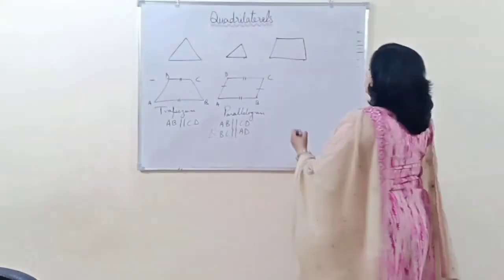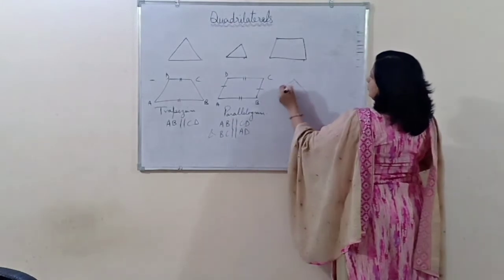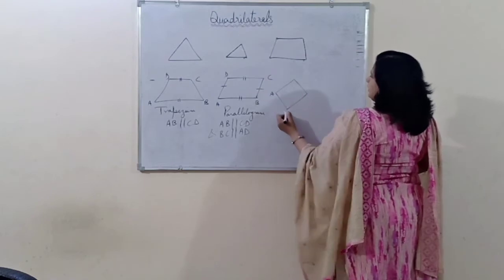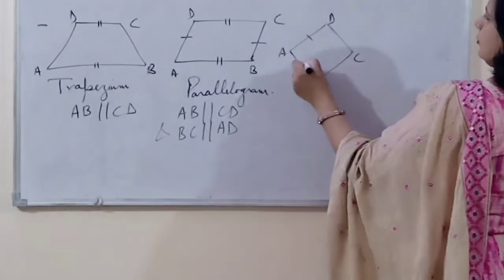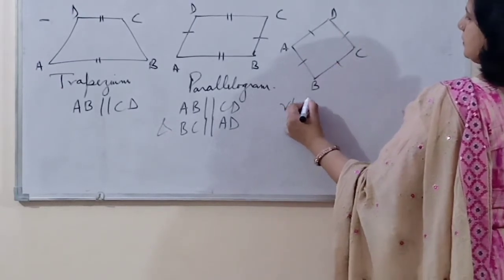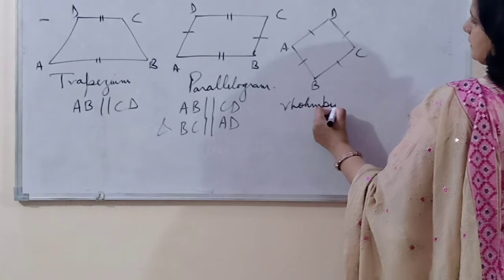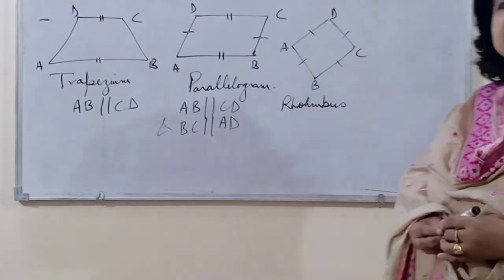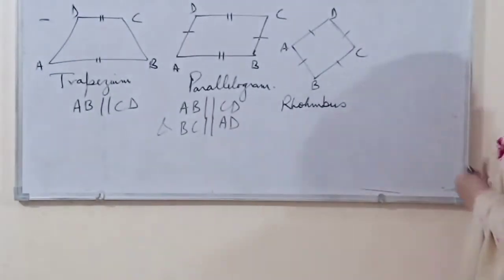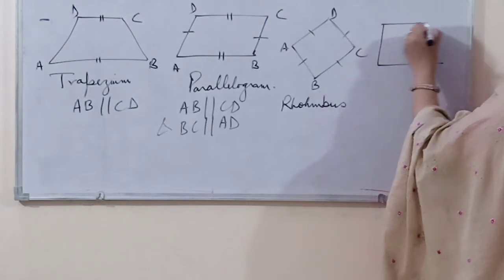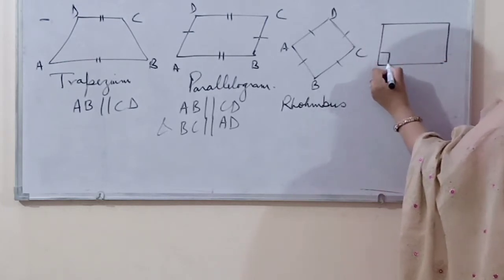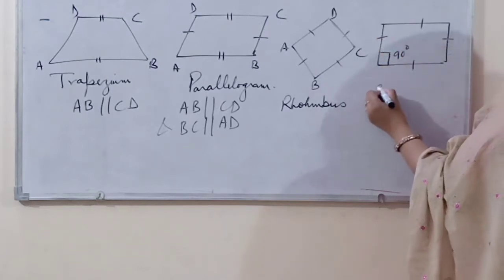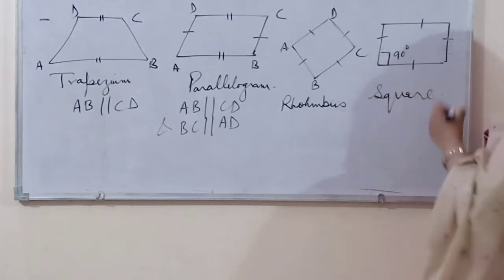Now, a quadrilateral in which all four sides are equal is a rhombus. Here this ABCD in which all the four sides are equal is a rhombus. And a quadrilateral in which all four sides are equal and one angle is 90 degree, these all four sides are equal and this angle is 90 degree, is a square.